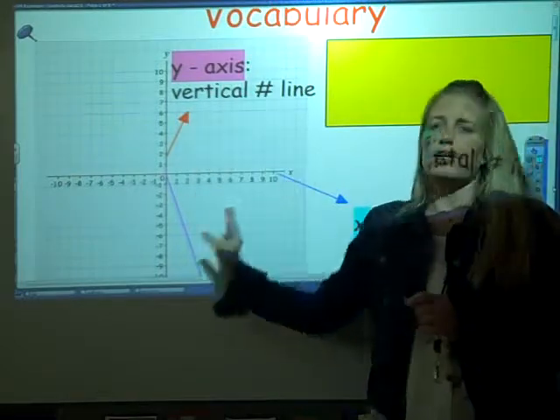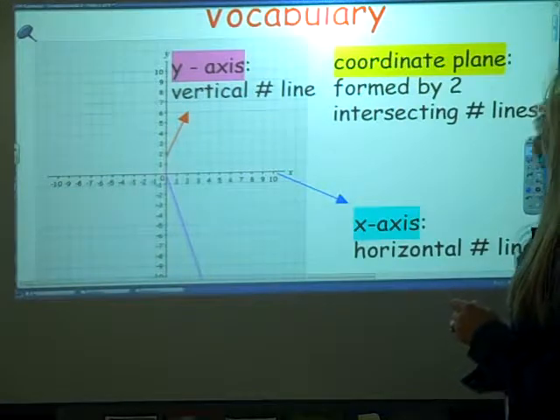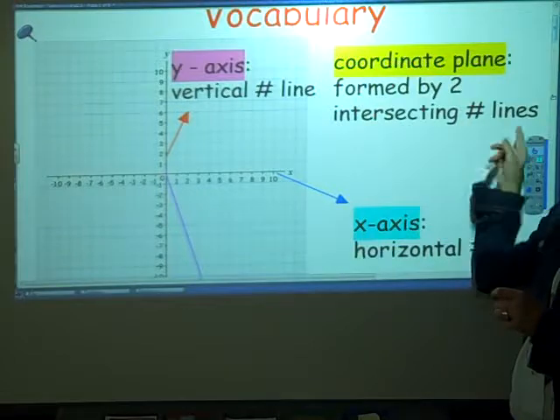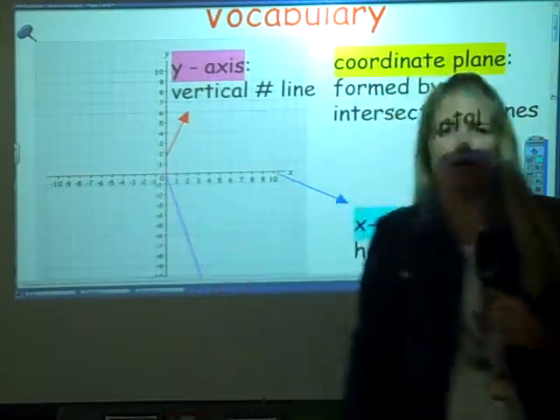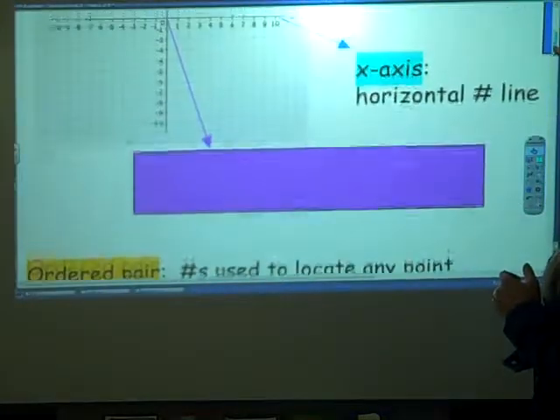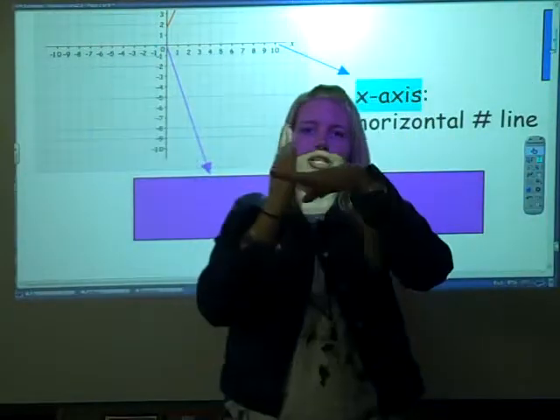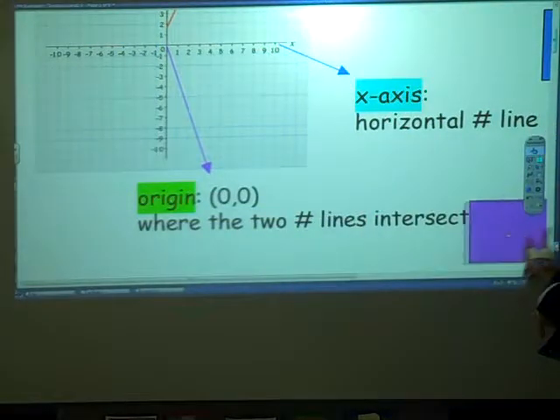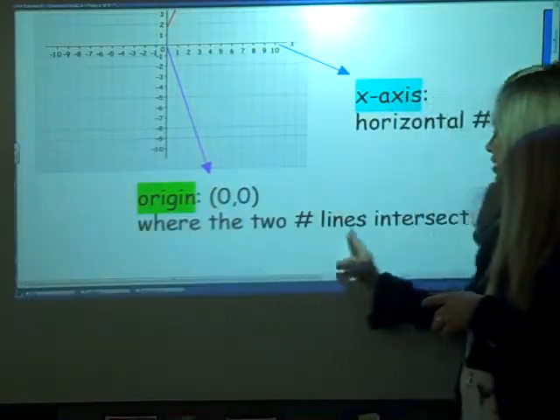This entire graph we call a coordinate plane. A coordinate plane is formed by two intersecting number lines. So here's one number line that's horizontal, and the other one is vertical, and we call that a coordinate plane. Another piece of vocabulary, this point where the two intersect, that is called your origin. It is at the ordered pair 0, 0, where the two number lines intersect.